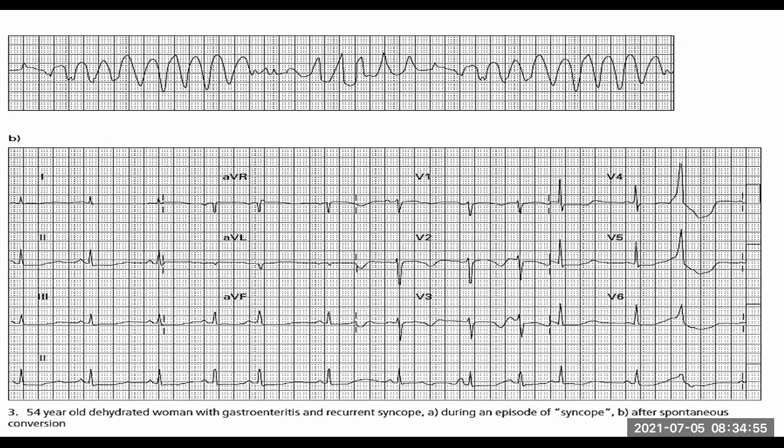So the first thing, whenever you see a QT prolongation, think hypo. Hypo everything. Hypokalemia, hyponatremia, hypocalcemia, hypo everything. Whatever can be hypo, that's a possibility. So that's the first thing that comes to your mind. So anything that could be hypo.